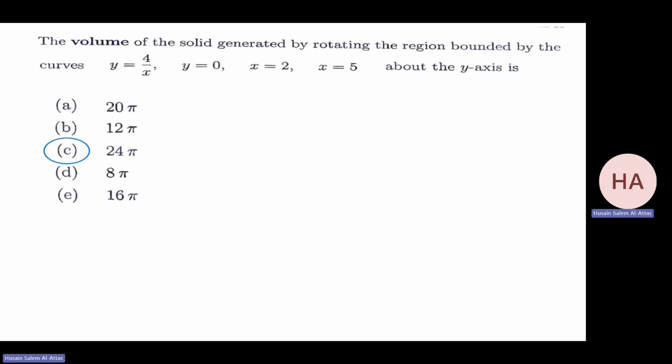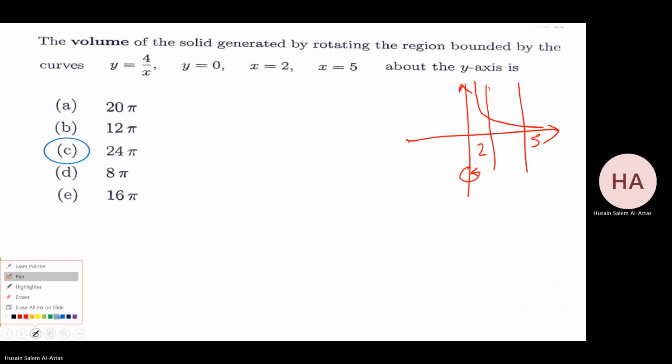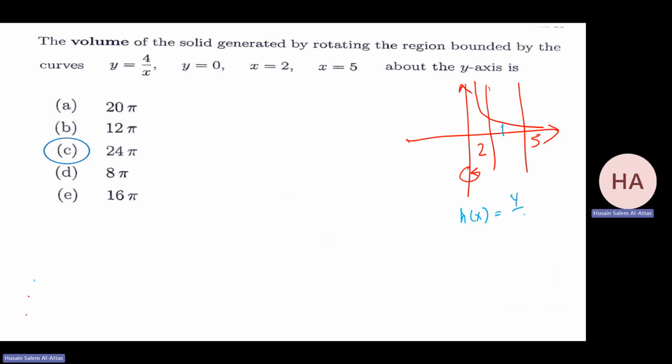The next problem is by setting the region bounded by y equal 4 over x, y equal 0, the x-axis, and x equal 2, x equal 5. This is my region. About what? About the y-axis. My line parallel to this will be like this. So it will be h of x. It will be the line minus 0 over x, 4 over x. P of x will be x. Nice.